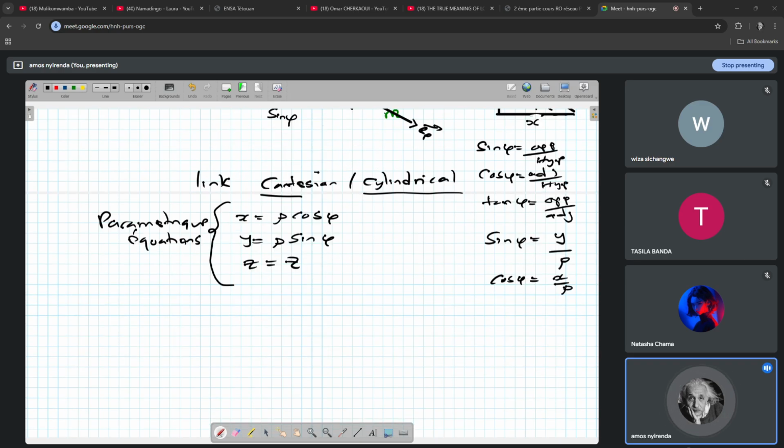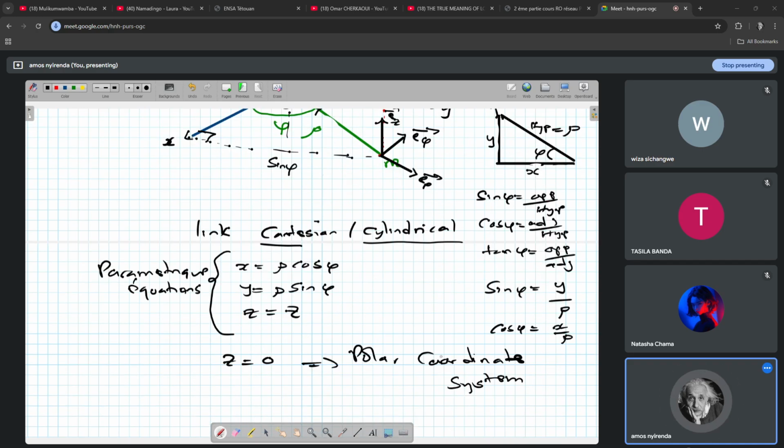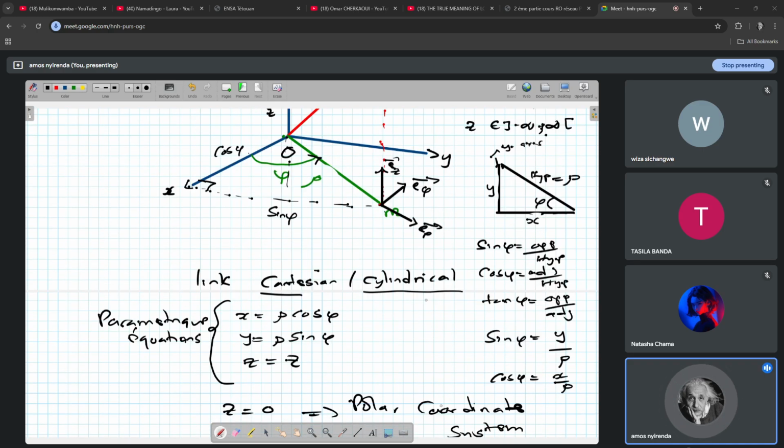Now when z is equal to 0, we have what is known as the polar coordinate system. We just use the polar coordinate system because we don't have the part for z. Okay, c'est bon? So these are the parametric equations that link the two coordinate systems, the Cartesian coordinate system and the cylindrical coordinate system. C'est bon?